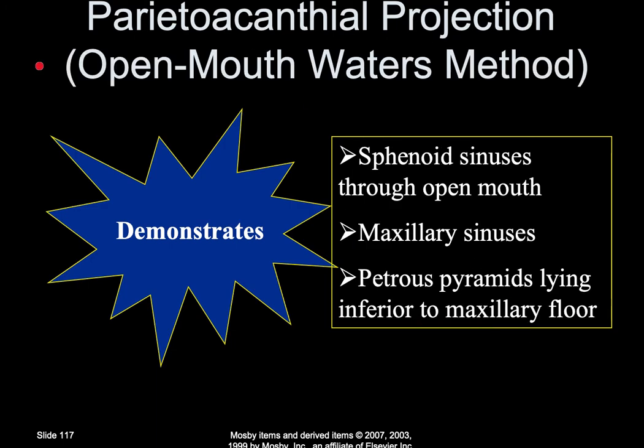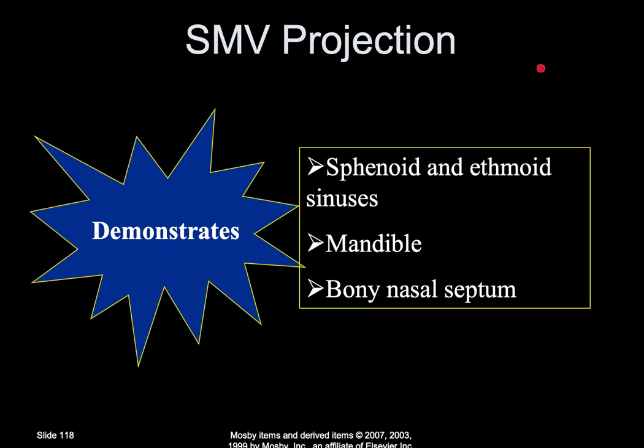So your parietoacanthial projection, open mouth Waters: sphenoid sinus through the open mouth, maxillary sinuses are seen, and then the petrous pyramids are lying inferior to the maxillary sinuses, just like in the original parietoacanthial projection, the Waters method. So your SMV: sphenoid and ethmoid sinuses. Also, you can see your mandible and your bony nasal septum.